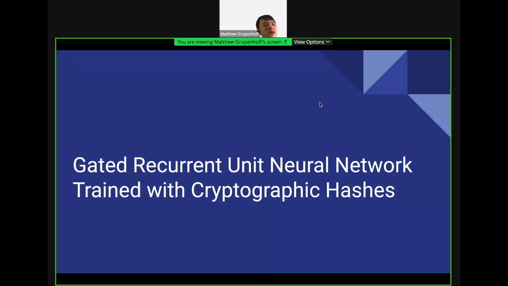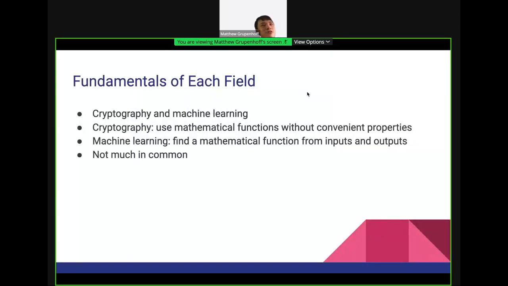Hi, I'm Matthew Grupenhoff. I'm going to be talking about an attempt to train a gated recurrent unit neural network with a cryptographic hash function, specifically the SHA-1 hash function. So these are two really distinct fields. It's cryptography and machine learning.